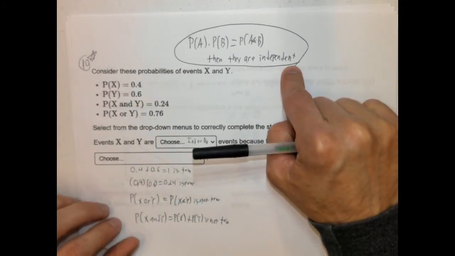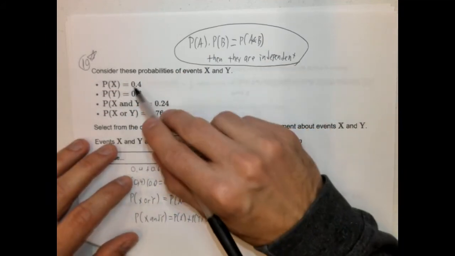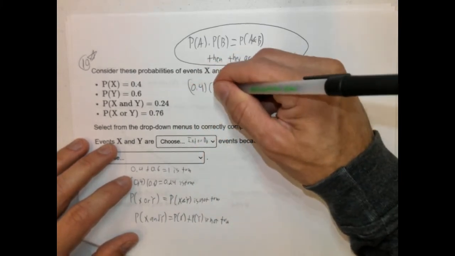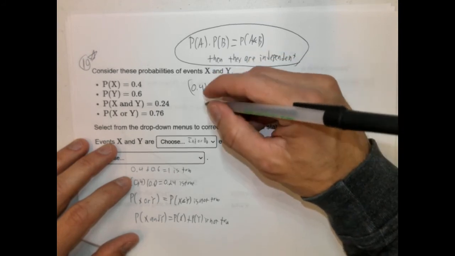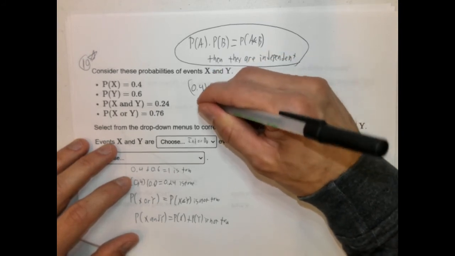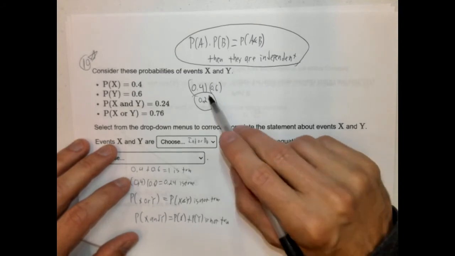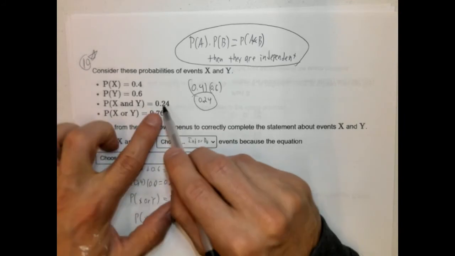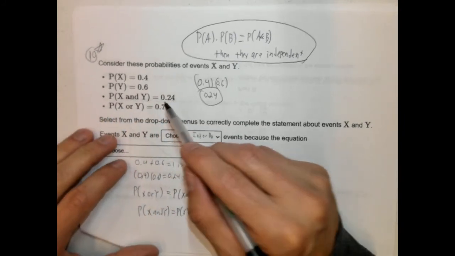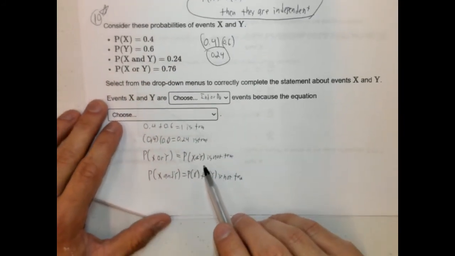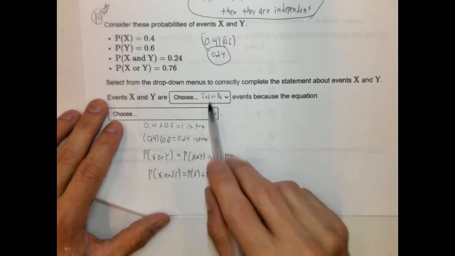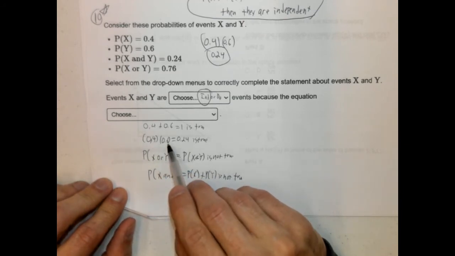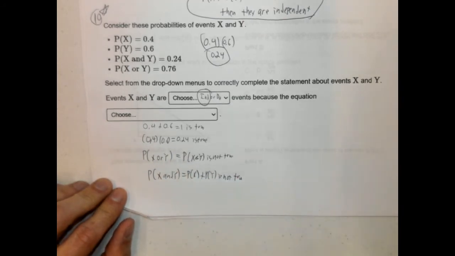So let's just check our math here. We can figure this out really quickly. Let's plug these in. 4/10 times 6/10 is going to be 24/100. And that does equal the probability of both events happening. So guess what? They're independent. They give us that as an option: they're independent because 4/10 times 6/10 equals 24/100 is true. So that would be our reason.